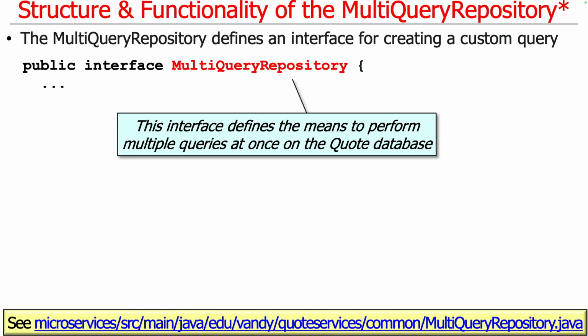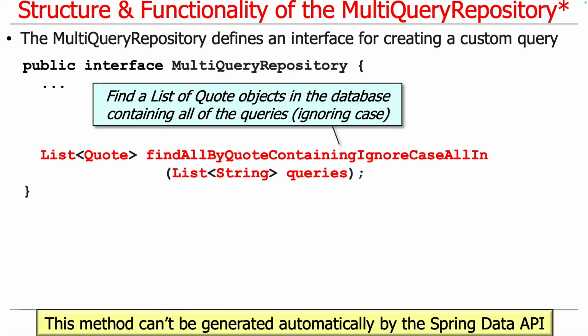The way we're going to do it is we're going to define something called the MultiQueryRepository, which is an interface that we write, and this is our interface for creating a custom query. What this interface does is it defines a way to perform multiple queries at once on the quote database, to take into account the fact that you don't get this feature out of the box with JPA. And then we're going to write our own method, which is what we would like to have done with Spring Data API, but it doesn't work.